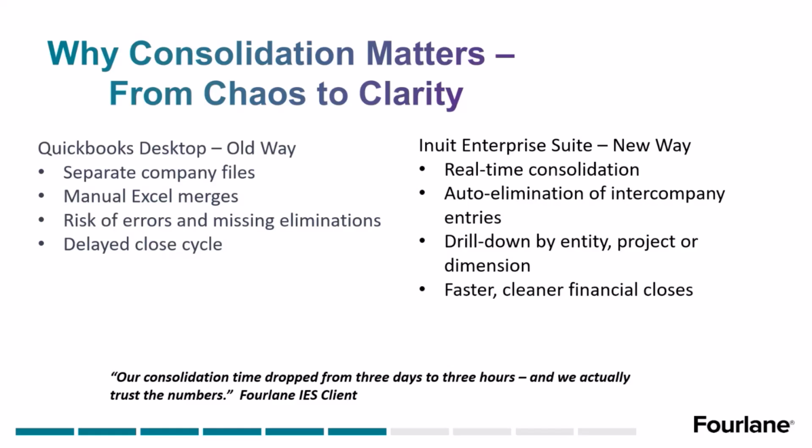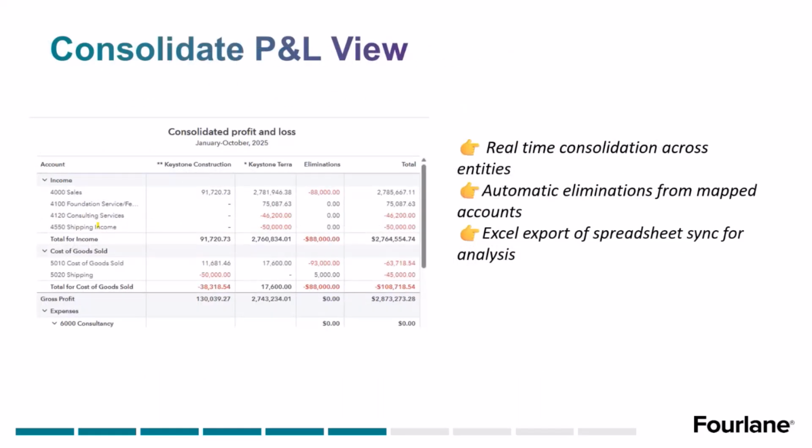Now that we understand the why, let's explore the how. Here's what real-time consolidation looks like in action inside the IES platform. Here's what a consolidated profit and loss looks like. What's happening here is that IES is pulling financial data from each individual entity in real time, combining it into a single unified view. You can see each company represented as a separate column along with a total consolidation column at the end. There's no need to export data into Excel or run manual merges. IES handles all of that automatically behind the scenes.